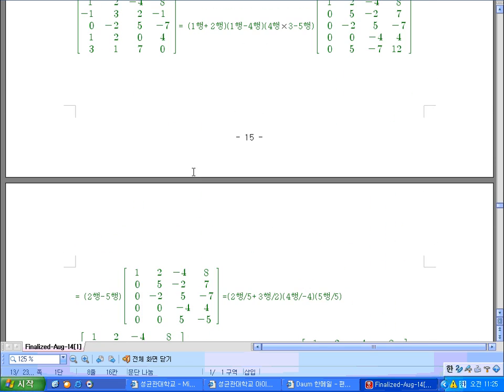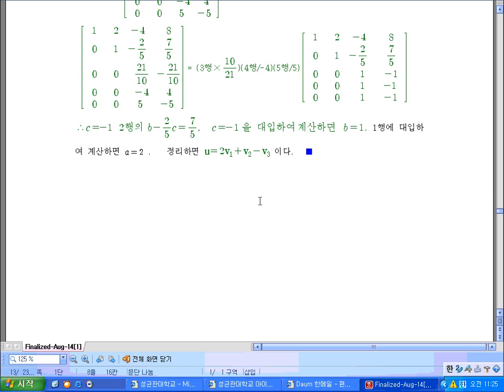But if you do it by hand, then you have to go through this process.